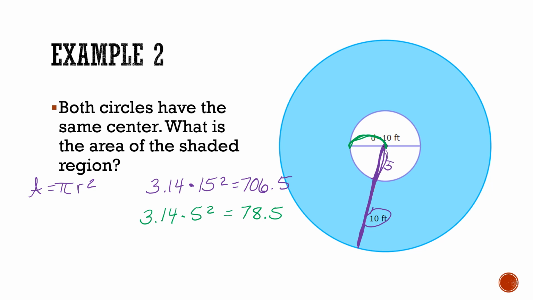So to find how much of it was blue after you take out the area of the white, you're going to subtract 706.5 minus 78.5, which leaves you 628. And that is 628 feet squared.